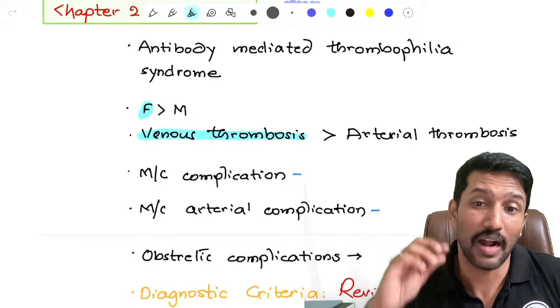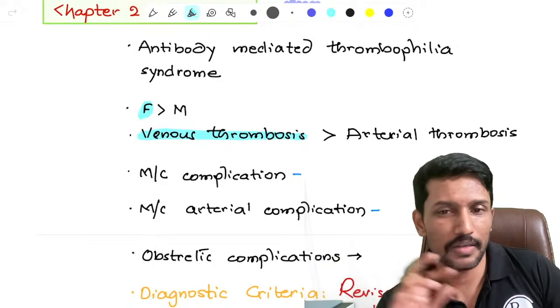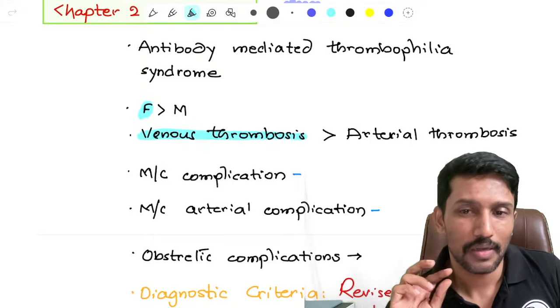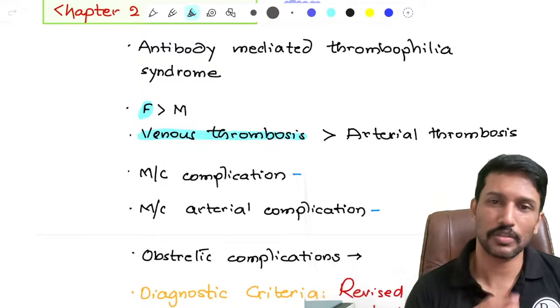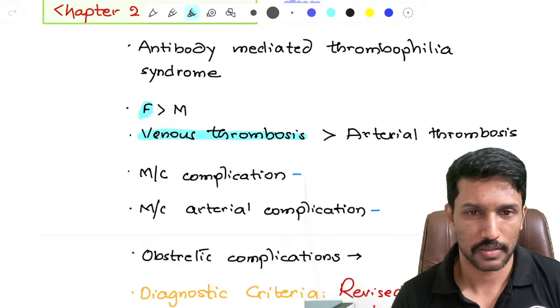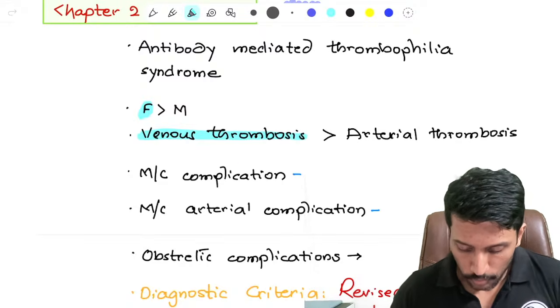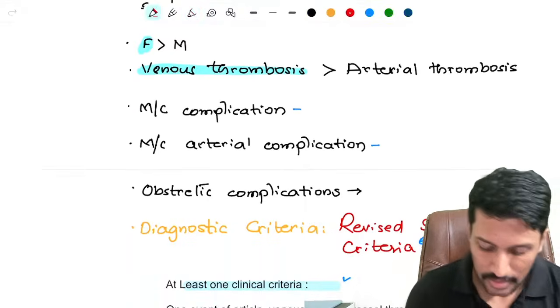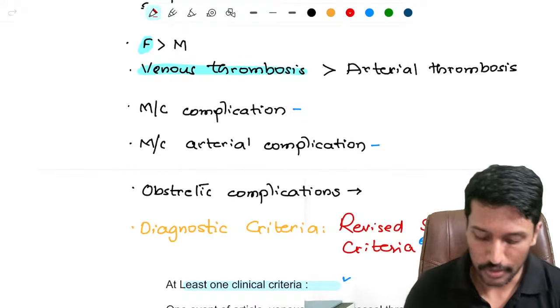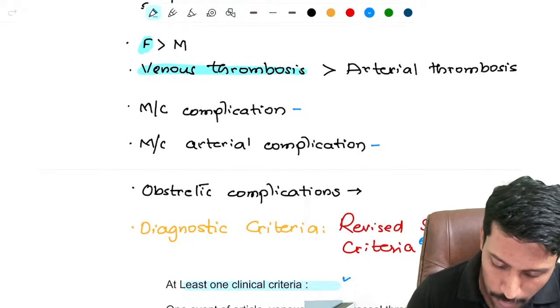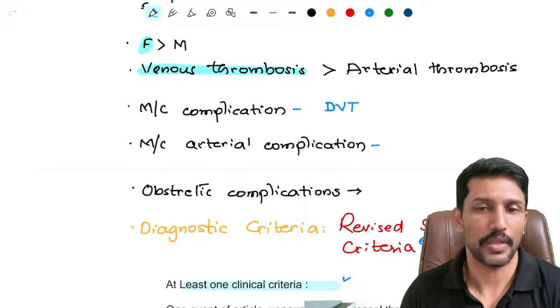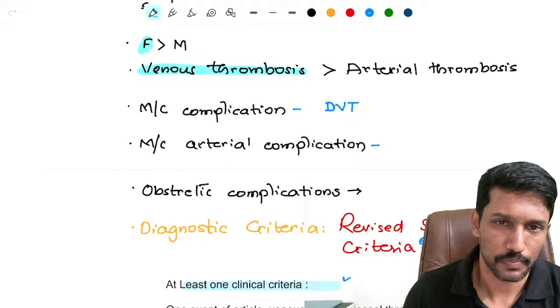and then I have a clot in the arterial system, right? Arterial system clots are more to do with the atherosclerotic risk factors. Venous clots are more to do with the thrombophilic risk factors. Okay. So the most common complication that this increased propensity for the clot leads to is development of deep vein thrombosis. So DVT is the most common complication of having APS, antiphospholipid syndrome.